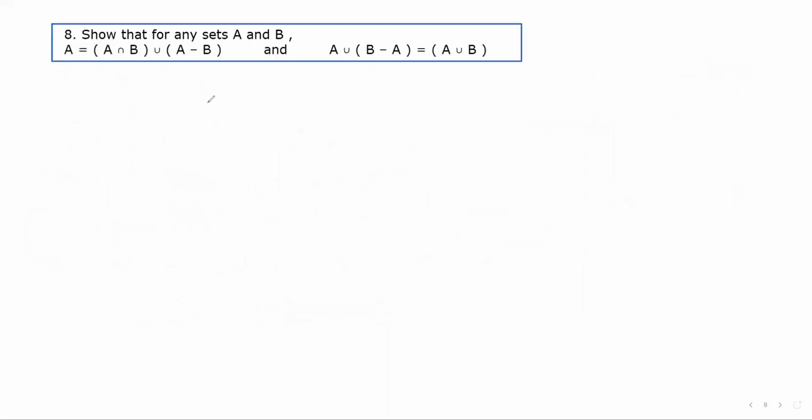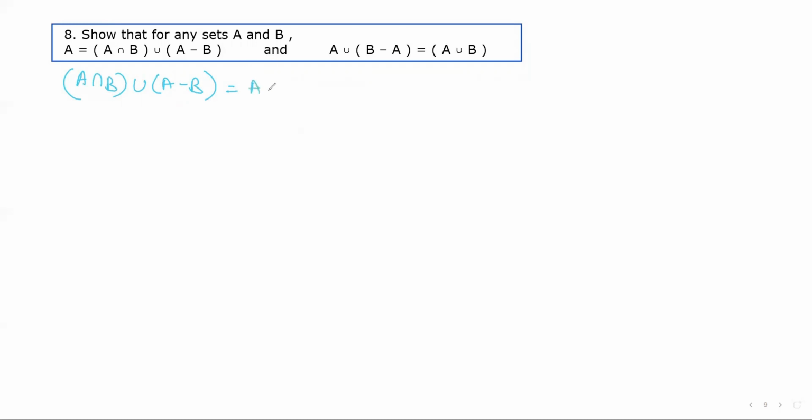Next, show that for any sets A and B, first condition and second condition. That means no other information is given, and we have to prove that A is equal to A intersection B union A minus B. So what we'll do is take the RHS, A intersection B union A minus B. We'll solve it and see whether we come up with your LHS or not, because LHS is concise. It's a single variable, a single set named A.